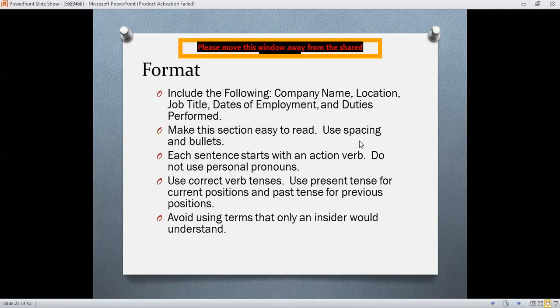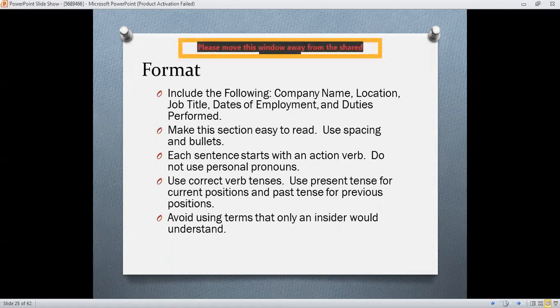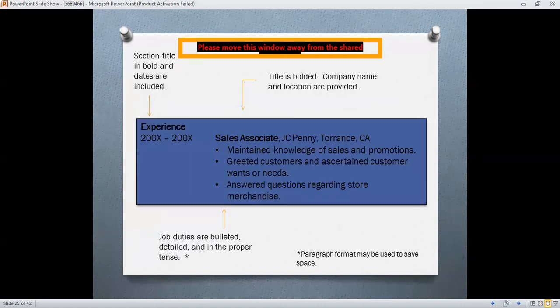Make this section easy to read. Use spacing and bullets. Each sentence should start with an action verb. Do not use personal pronouns. Use correct verb tense: present tense for your current position and past tense for your previous positions. Avoid using terms that only an insider would understand.